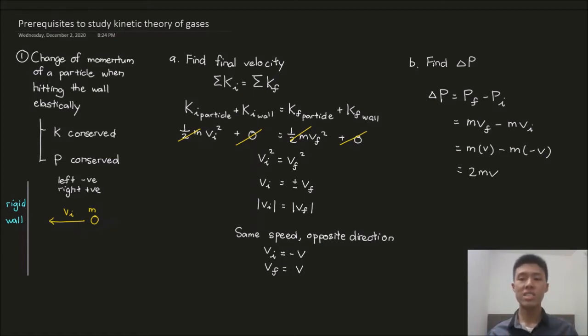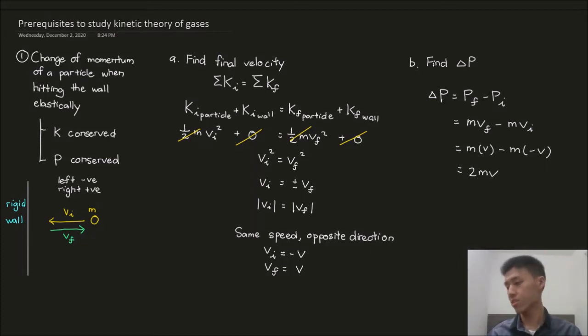So this is the first concept that you need to know: how to determine the change of momentum of a gas particle when it hits the wall elastically. It means when it hits the wall, then it bounces back. Let's be very clear, it bounces back.